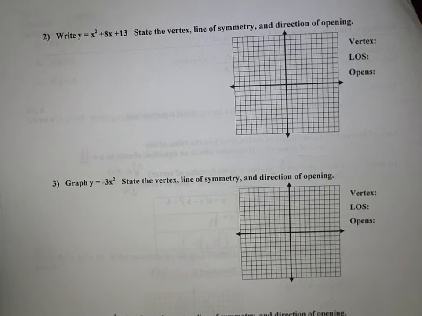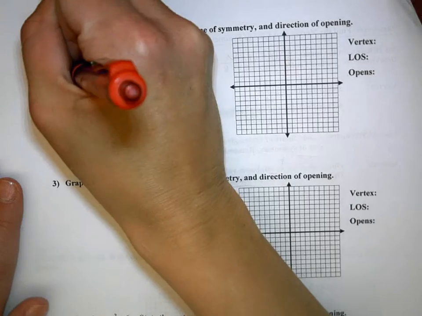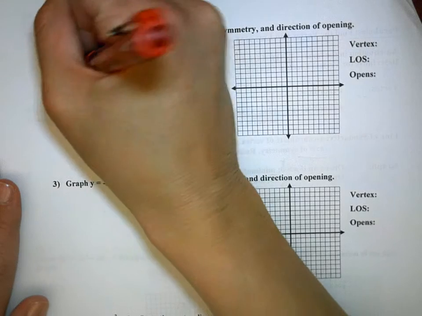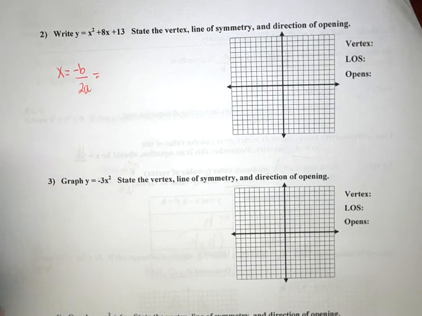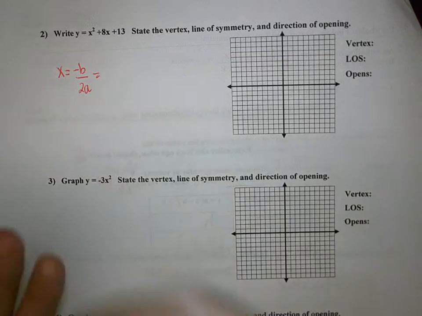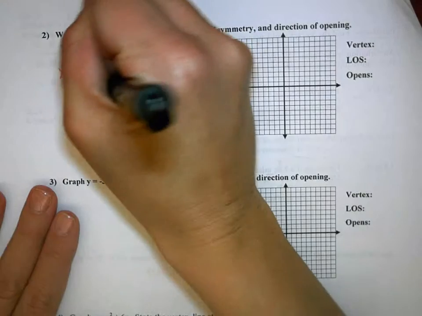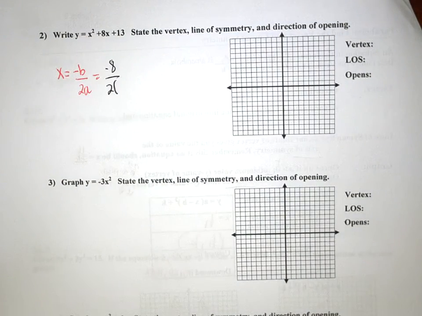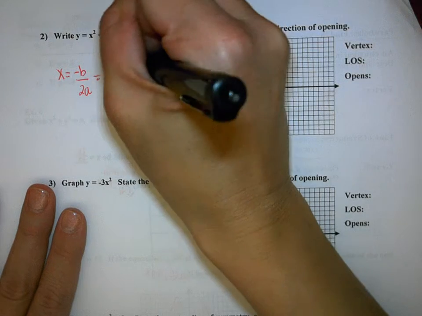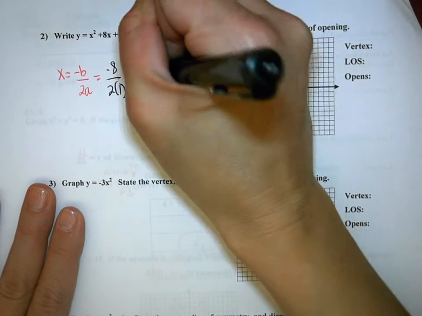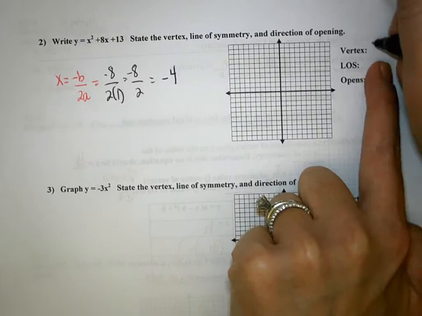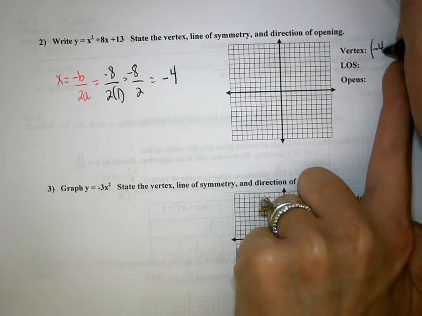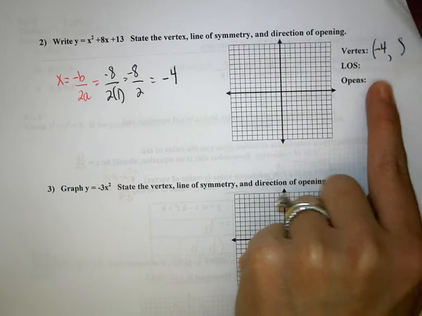Using the formula negative b over 2. Very good. So we're going to use the formula x equals negative b over 2a. What is my negative b value? So negative 8 over 2 times, and what's my a value? 1. So we get negative 8 over 2, which makes it negative 4. So when I go over to my vertex, the x value is negative 4. I still need to find the y.